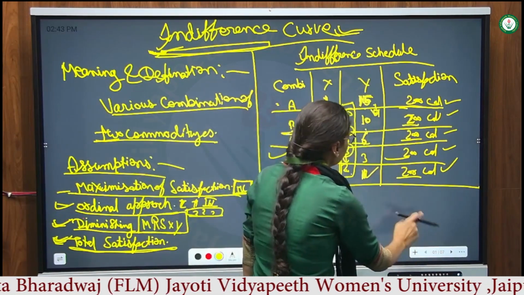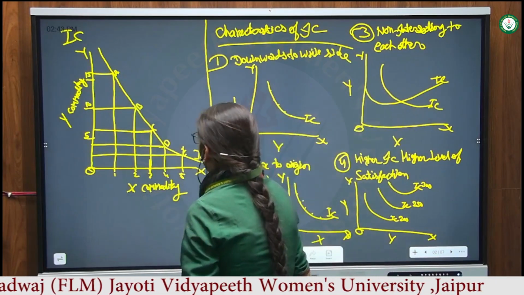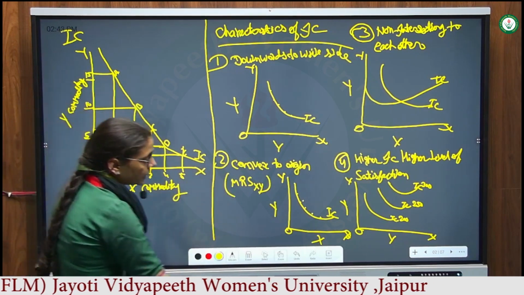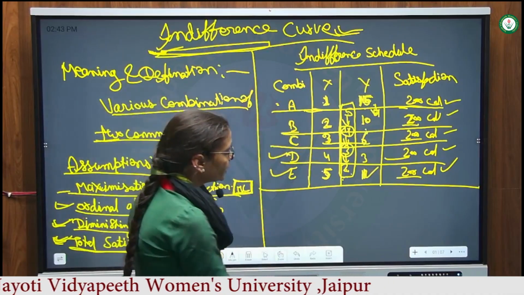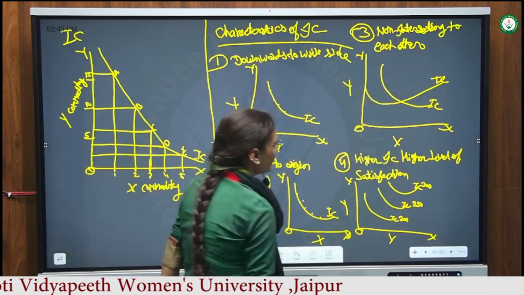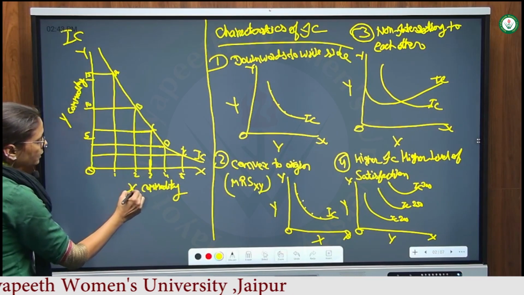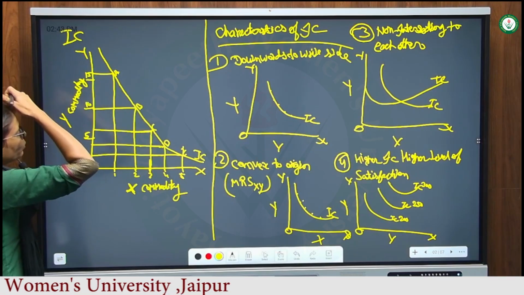And if we present this schedule in a diagram, we receive the indifference curve. In the last slide, I showed you the schedule of the indifference curve. When I present this in the diagram, I can explain that this is the OXY axis. On the X axis we are showing X commodities and on the Y axis we are showing Y commodities.